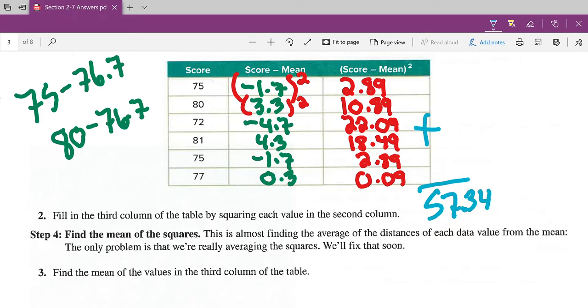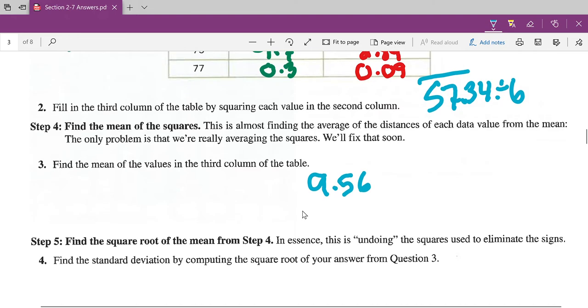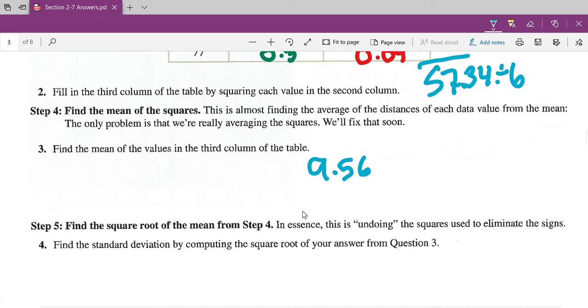Divided by how many values were there? Should be 6. Which gives me about 9.56. Let's go further down the page. The very last thing we have to do now is find the square root of that number we just found. So we're going to take the square root of 9.56. And that ends up giving us 3.09. That is our standard deviation.